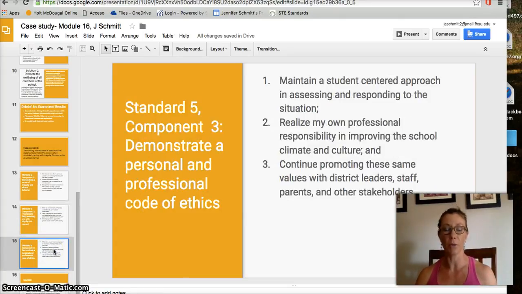And lastly is component 3 of Standard 5, which tells us that school leaders should demonstrate a personal and professional code of ethics. So for Dr. Forbes, that will involve maintaining a student-centered approach and assessing and responding to the situation. It will involve realizing your own professional responsibility, improving the school climate and culture, not just the overarching climate and culture. And then thirdly, to continue promoting these same values with district leaders, staff, parents, and other stakeholders. Not just having that expectation within the school building, but also really communicating the vision and goals district and community-wide.